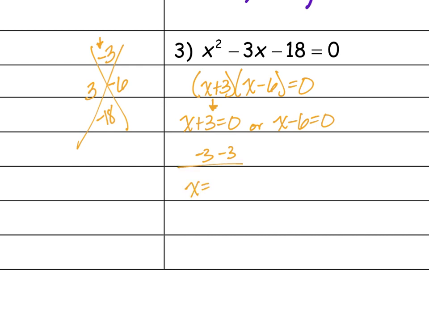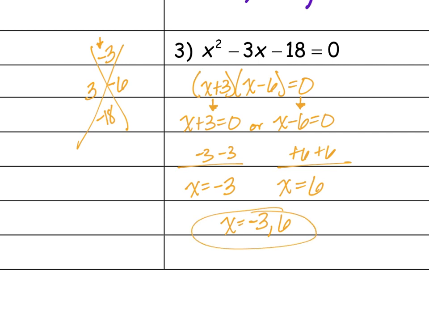And x equals -3. And what am I going to do to this one? You're going to add 6. Add 6. Great. X equals 6. So x is going to equal -3 or 6. Nice, Alex. Good job. Done. Questions? Are you guys okay with that? Okay.